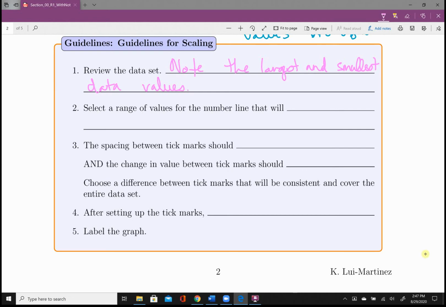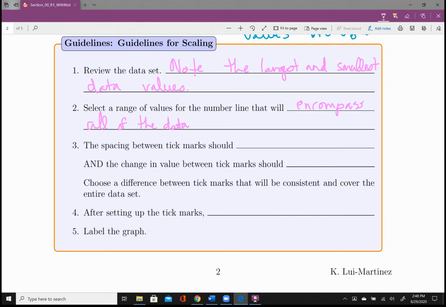So then in part 2, you want to select a range of values for the number line that will encompass all of the data. The last thing you want is to have the largest or smallest value of your range be inappropriate for all of your data. You don't want to miss an opportunity to plot all of your data, is what I'm saying.